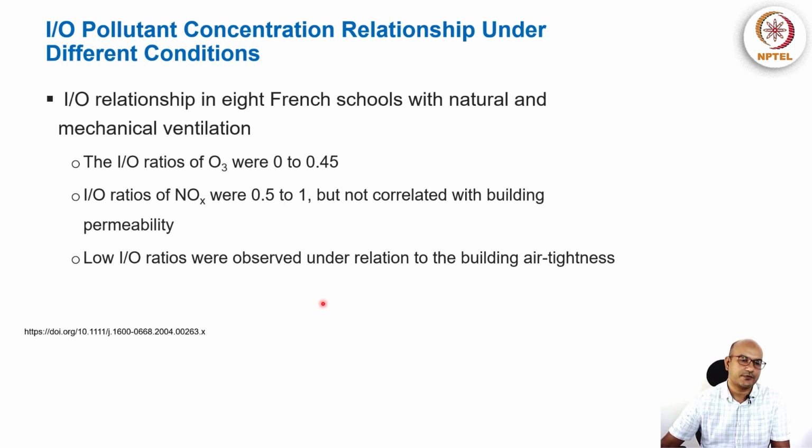In any case, it was found that low I by O ratios are quite related to building air tightness, meaning if the building is more airtight, there is less chance of outdoor to indoor transfer. Therefore, the concentration of a pollutant which has no indoor source will generally be expected to be lower than the outdoor concentration, because due to air tightness there is less chance of outdoor air coming in and there is no indoor source. So a low indoor to outdoor concentration ratio will likely be observed.